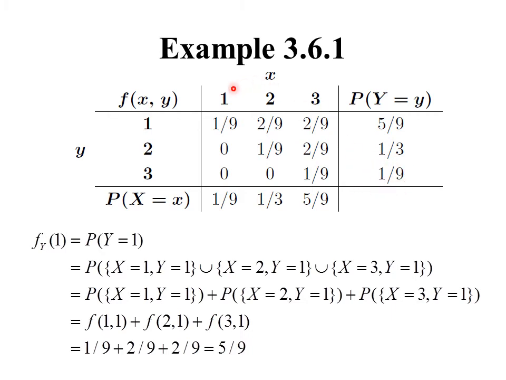And then, by similar arguments, if we want to find the probability that x equals 1, we'll add up those numbers. We'll write our sum there. Probability x equals 2, we add up those numbers. Probability x equals 3, we add up those numbers. And so we write our values of the marginal distributions here along the margins of this table. That's where the term marginal distributions gets its name.